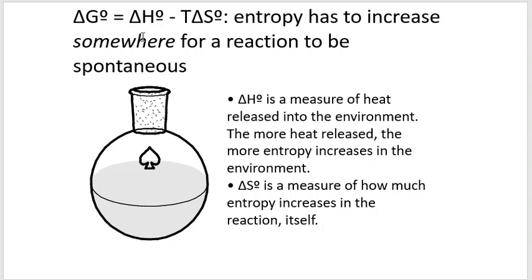So one way for the reaction to be spontaneous is for entropy to increase in the environment. It can also, or instead, increase in the system itself. And in that case, you might have one reactant that is reacting to give you two products, or something else within the reaction where you're getting an increase in entropy in the reaction itself. So one way or the other, you have to have an increase in entropy in order to have a spontaneous process. It's just how the universe works.